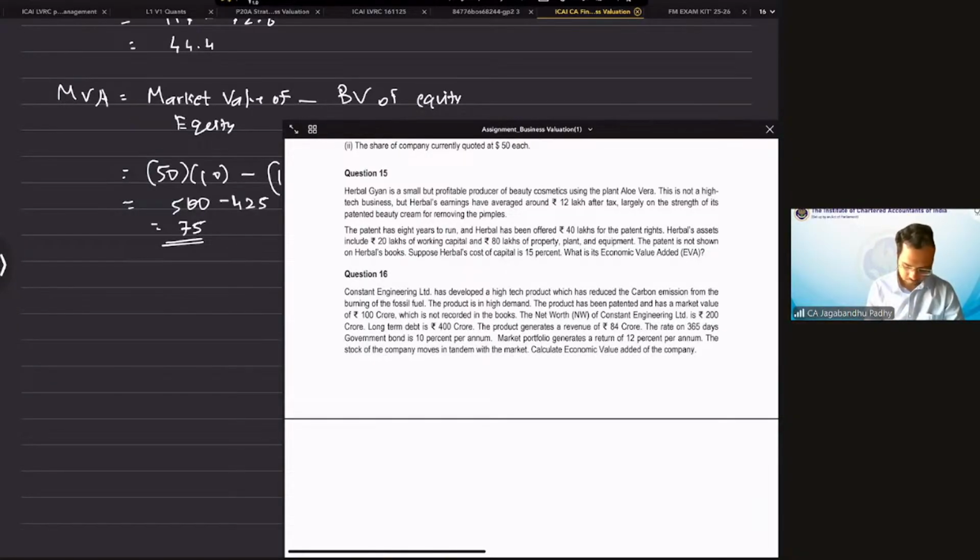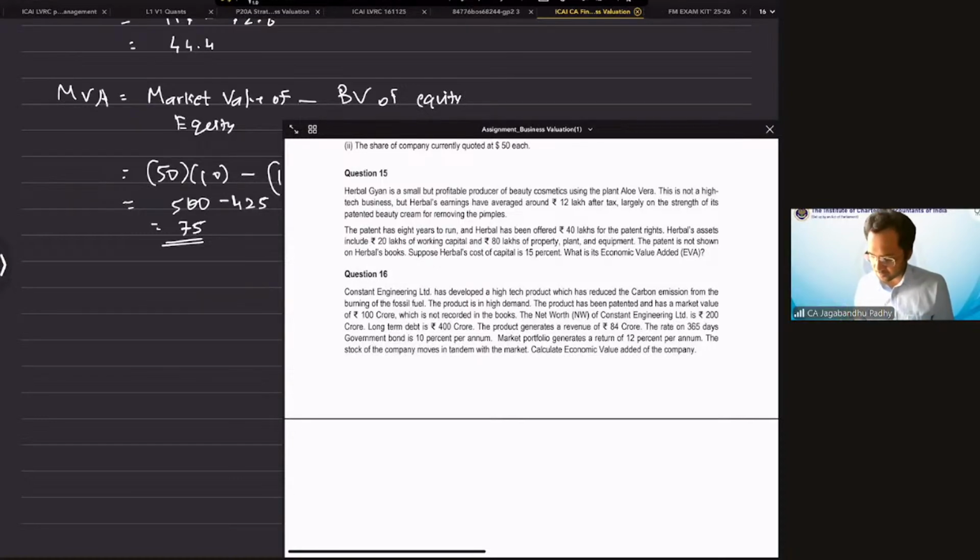The tax rate is not given here. Tax rate is not given. So how to arrive at NOPAT? So there is no tax. Whatever is your EBIT, that itself is the NOPAT then. Okay.